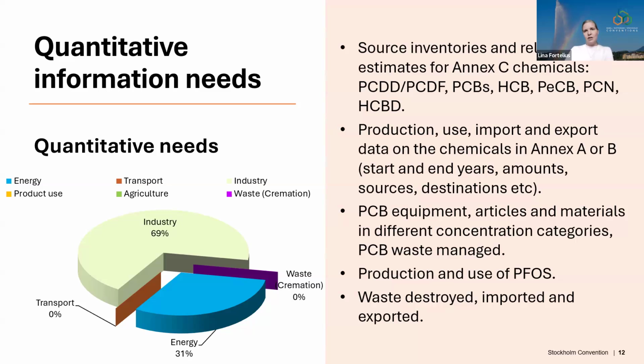And then production, use, import, and export data on the intentionally produced chemicals in Annex A and B. Start and end years for production and use, amounts, sources, destination, etc. And this information may be difficult to find, especially for chemicals that have not been produced in your country or that are not registered, as for example, pesticides usually are. But for pesticides, this is most often available.